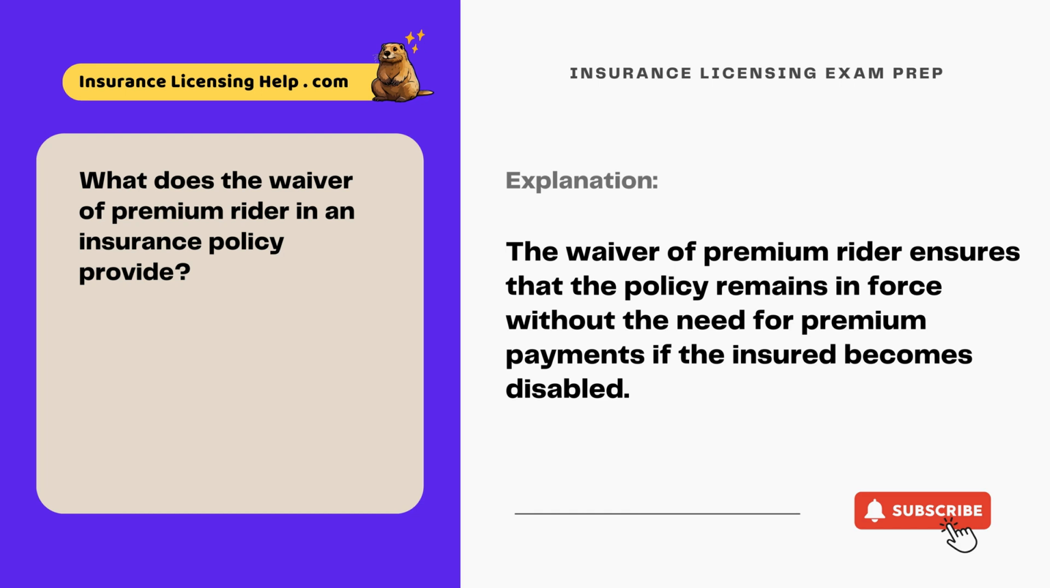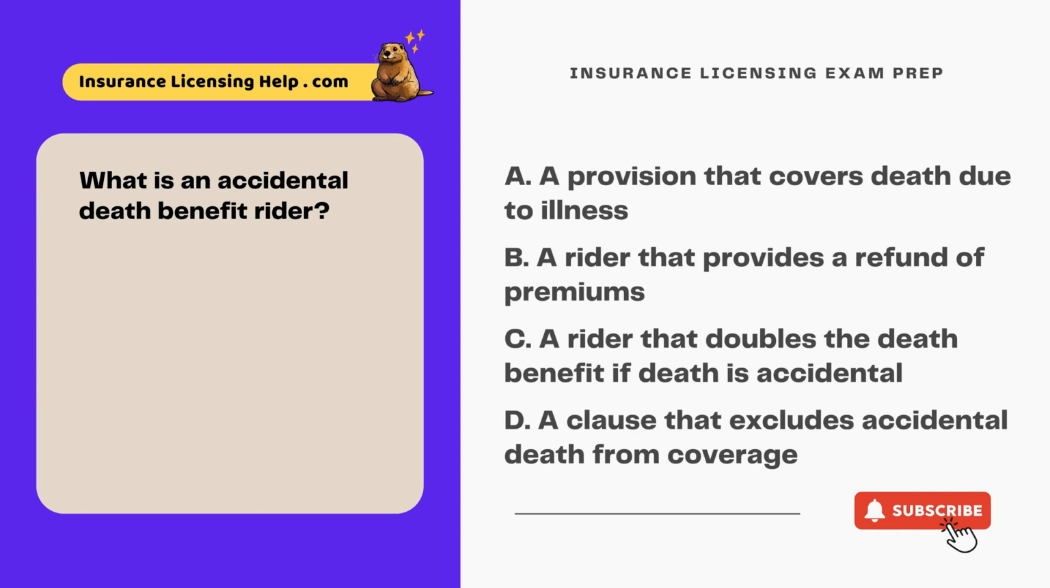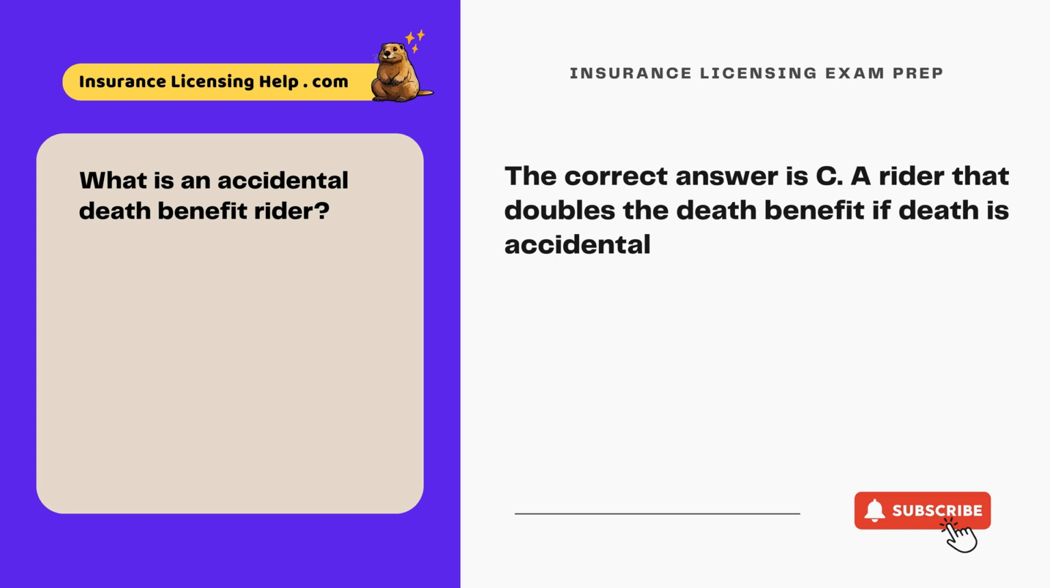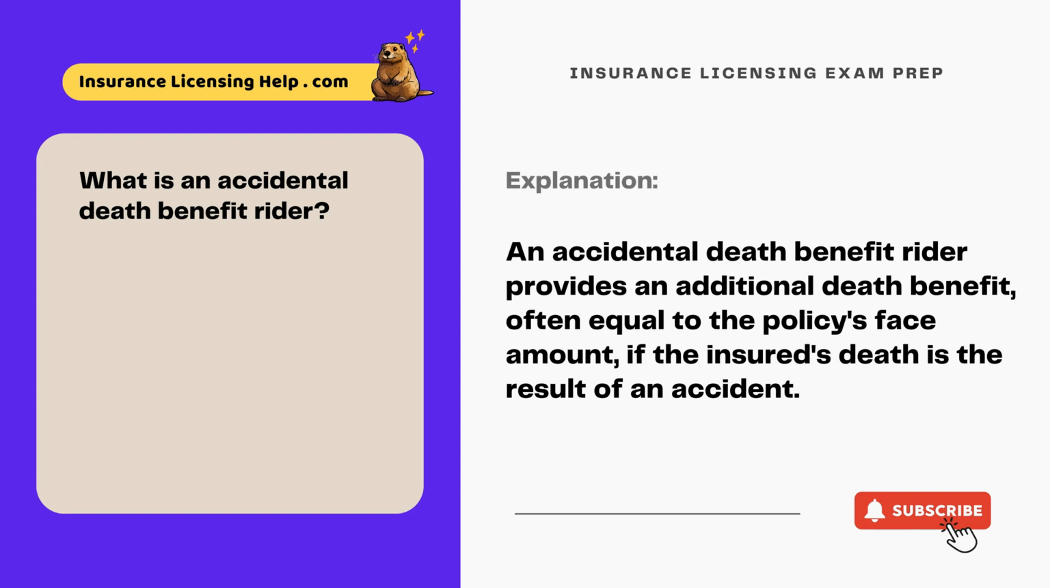insured becomes disabled. What is an accidental death benefit rider? A. A provision that covers death due to illness. B. A rider that provides a refund of premiums. C. A rider that doubles the death benefit if death is accidental. D. A clause that excludes accidental death from coverage. The correct answer is C. A rider that doubles the death benefit if death is accidental. An accidental death benefit rider provides an additional death benefit, often equal to the policy's face amount, if the insured's death is the result of an accident.